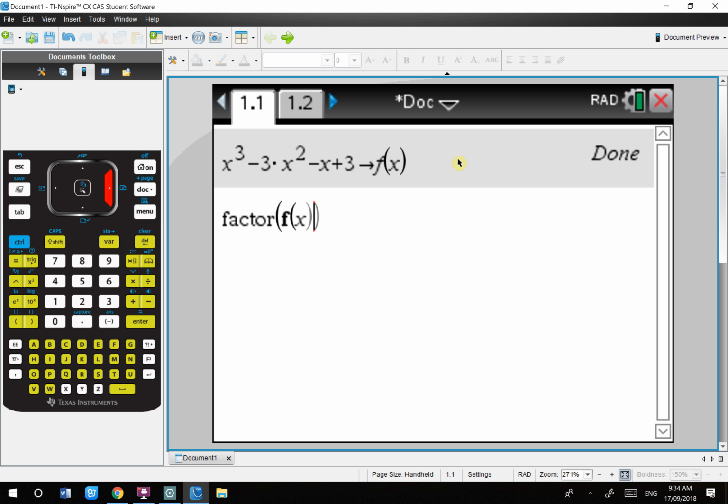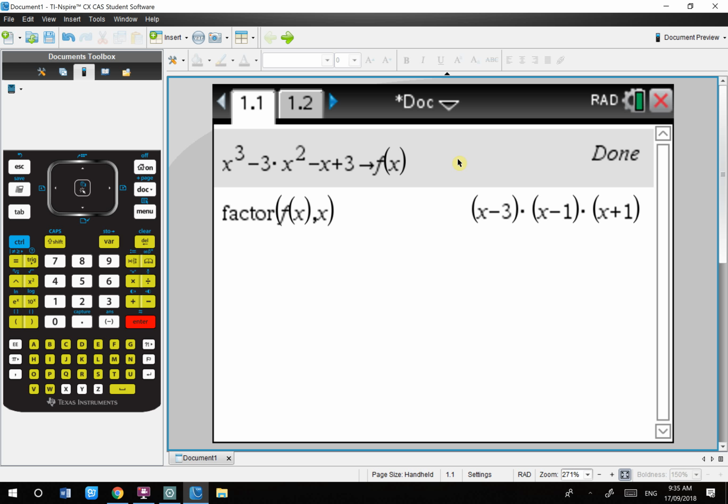You can see there's a bold f, like a highlight, so that means it's already defined. And then press comma x. Comma x means factorize with regard to x. It's just an instruction that tells the calculator x is my variable. Press enter and it's factorized for you. You can see all the factors here. The factors are x minus 3, x minus 1, and x plus 1.